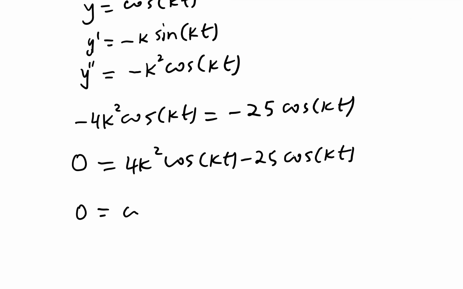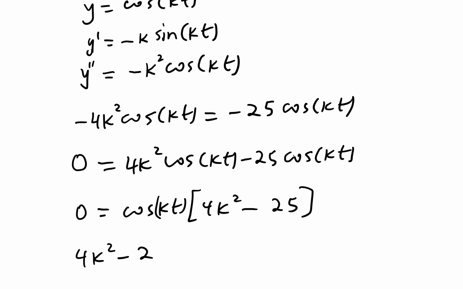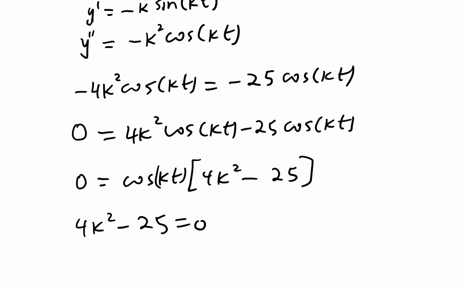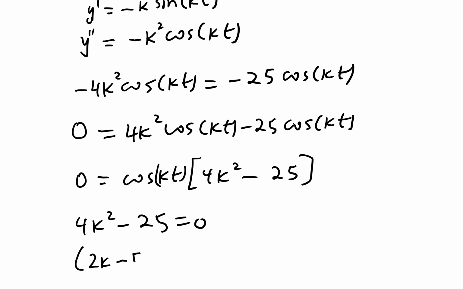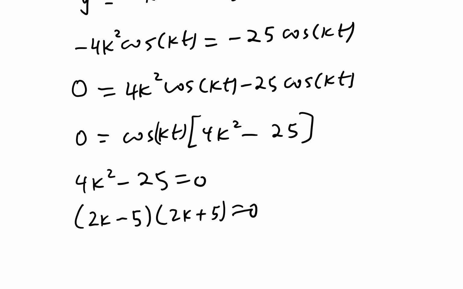We can factor cosine kt out. That will leave 4k squared minus 25. So in order for that to equal 0, we set 4k squared minus 25 equals 0. Factor: 2k minus 5, 2k plus 5. So we get two values of k, 5 over 2 and negative 5 over 2.